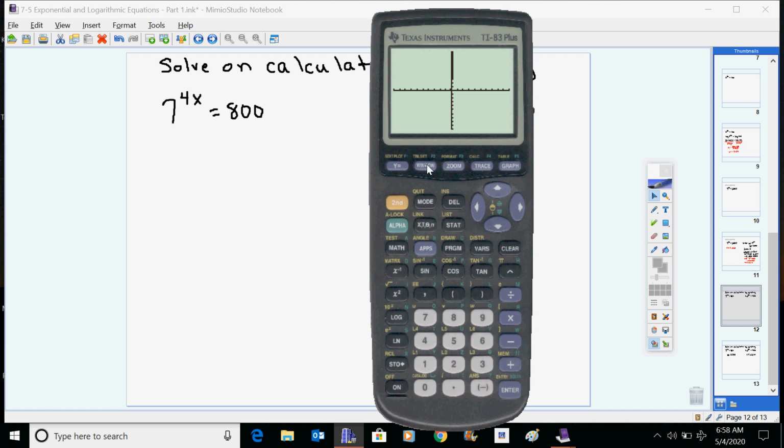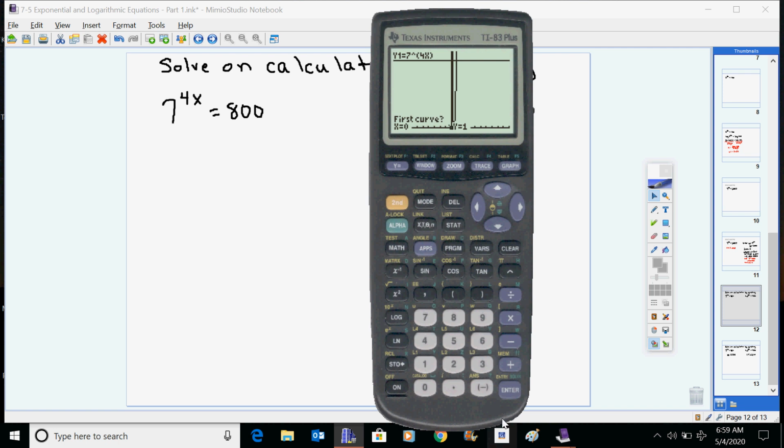I want to change my window. Let's go up to 900. So we're past the 800. And graph it. And we're going to calculate the intersection. It's down at 5. You can always hit the number 5 too. It's a little faster. You just can't see me do that.